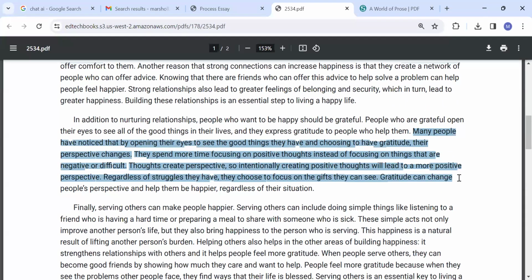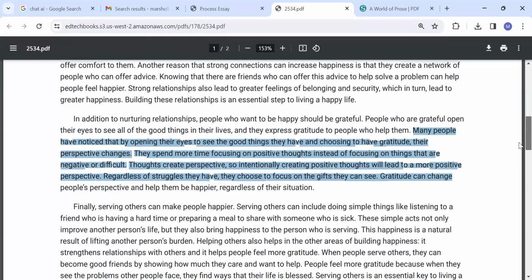or difficult. Thoughts create perspective, so intentionally creating positive thoughts would lead to a more positive perspective. Regardless of struggles they have, they choose to focus on the gifts that they can see. So, regardless of the struggle, you still have to be able to see positivity and be grateful. Gratitude can change people's perspective and help them be happier regardless of the situation.